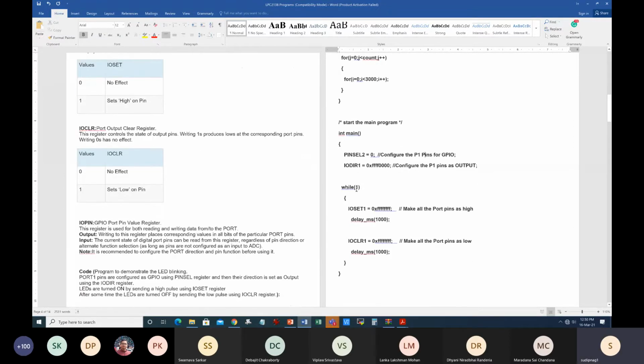And then while this is 1, that means infinite while loop. You can also use for kind of infinite loops. First, I'm setting IO set, so I can actually keep this 4 as 0000. Okay, and after this statement, so make all the port pins high. So that means if I write, that means P1.16 to P1.31, all are high.